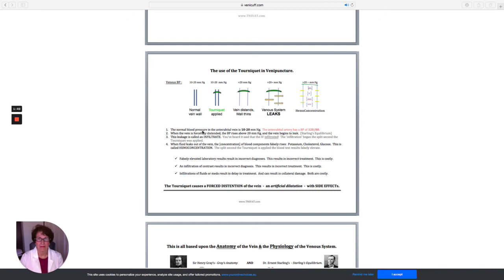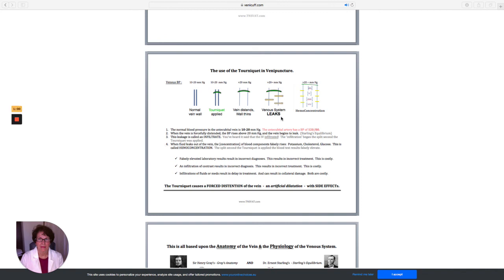Normal pressure in that vein is 10 to 20 millimeters mercury. When the tourniquet is applied, as the vein distends and fills, the blood pressure increases. And when the blood pressure reaches above normal for that segment of vein, the venous system begins to leak. This leakage is called an infiltrate. You've heard them say the IV infiltrated or the injection of contrast infiltrated. Well, the split second the tourniquet is put on, infiltration begins.